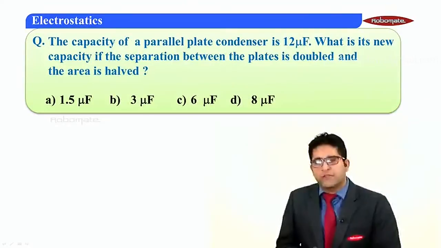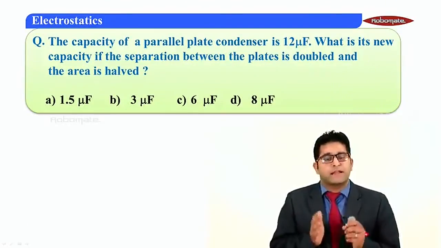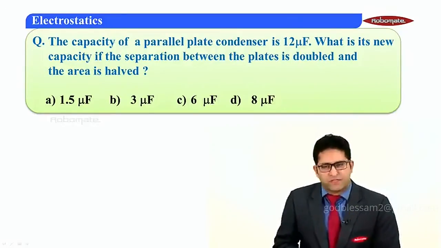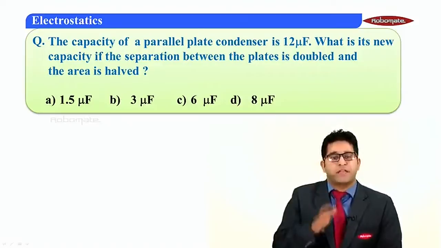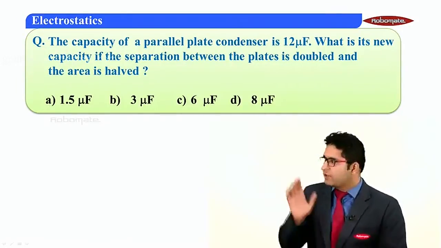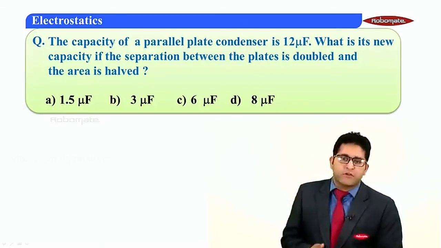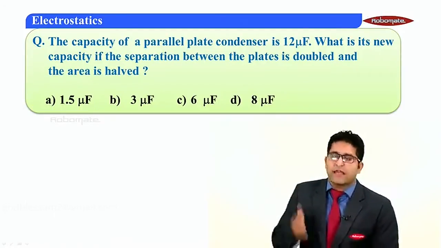Now let us move further. Let us start with the second MCQ. It says the capacity of parallel plate condenser is 12 microfarad. What is its new capacity, if the separation between the plates is doubled and the area is halved? And the options are option A 1.5 microfarad, option B 3 microfarad, option C 6 microfarad, and last option is 8 microfarad.